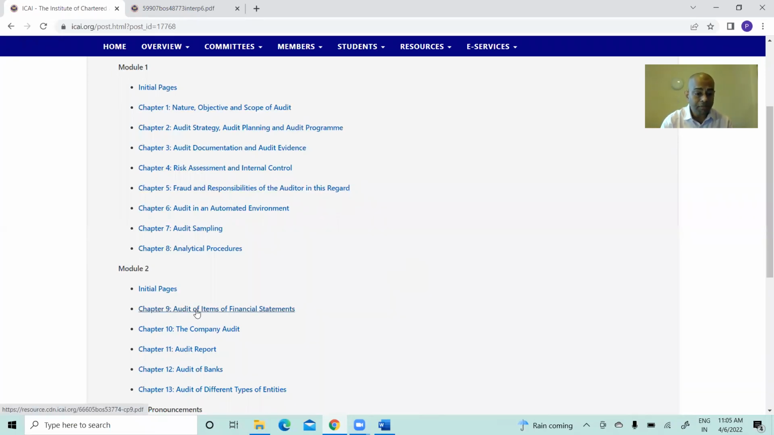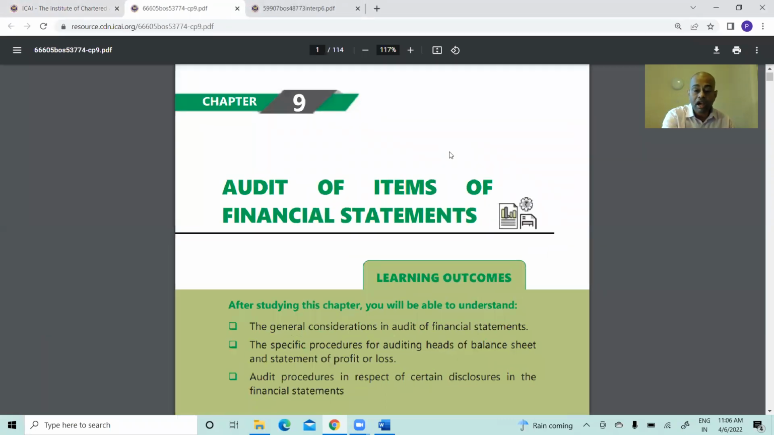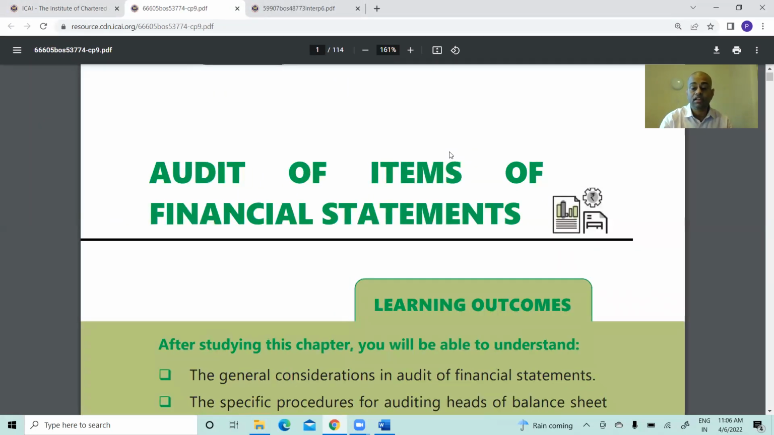What is chapter 9? Chapter 9 is audit of items of financial statements. So Sandeep, are you there? Sandeep, can you say hi in the mic? Hi, sir. Sandeep, how many pages is this document? Can you see the screen and tell me? Yeah, 114. To read 114 pages, how much time is required? 5 to 6 hours.